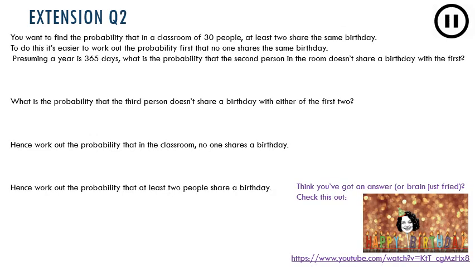And the second one here, I know some people in my tutor group have seen this. So trying to find the probability that in a classroom of 30 people, at least 2 share the same birthday. Now, the 4 questions on the screen take you through the process for doing that, but the link down in the bottom right corner will take you to a brilliant video that explains exactly how this works, and I think you might be surprised by the answer.